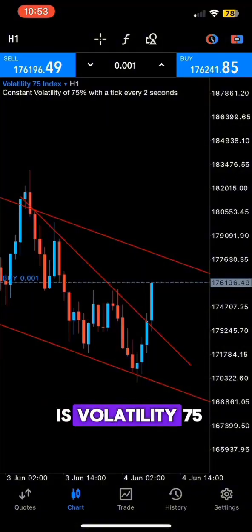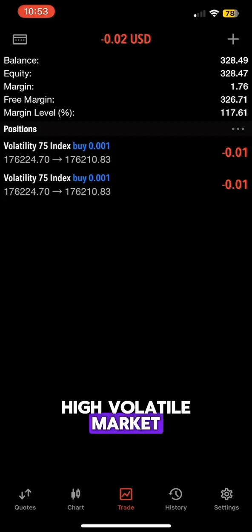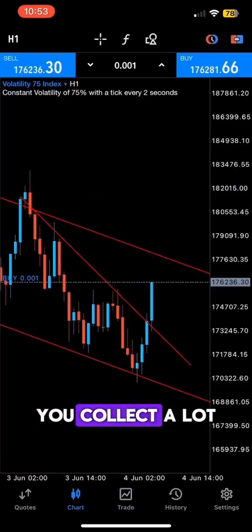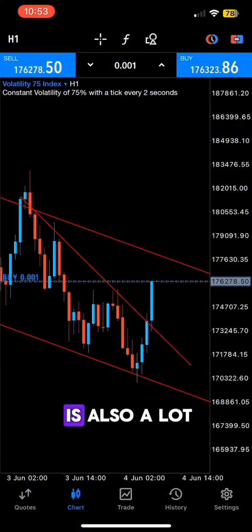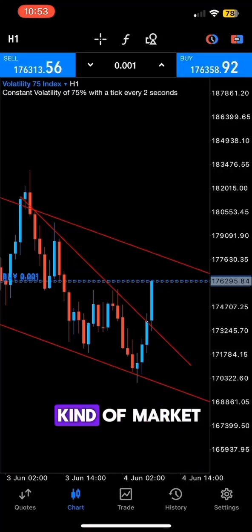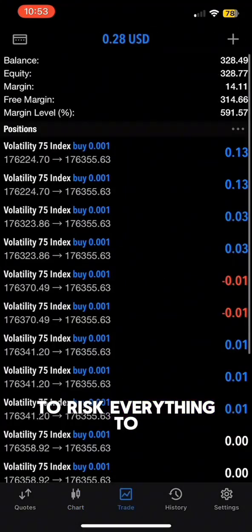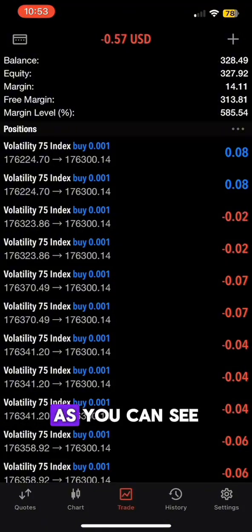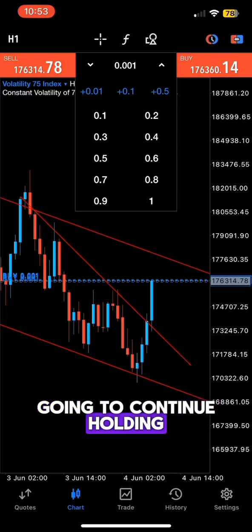Please note that this is volatility 75. It is a very highly volatile market, so it means the profit that you collect is a lot, and also the loss that you get is a lot. So it's kind of a do or die kind of market, whereby you just have to risk everything to get a lot. As you can see, now we are in loss, but however, we are just going to continue holding.